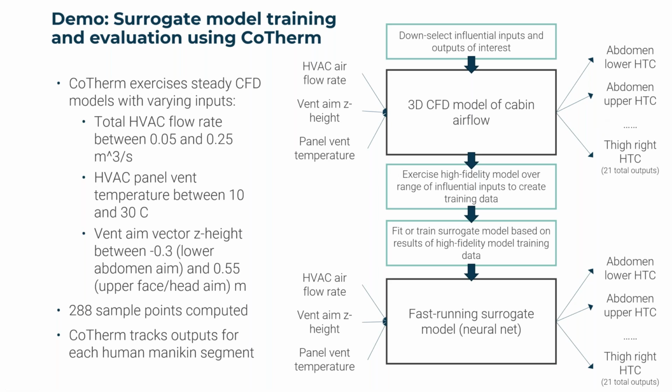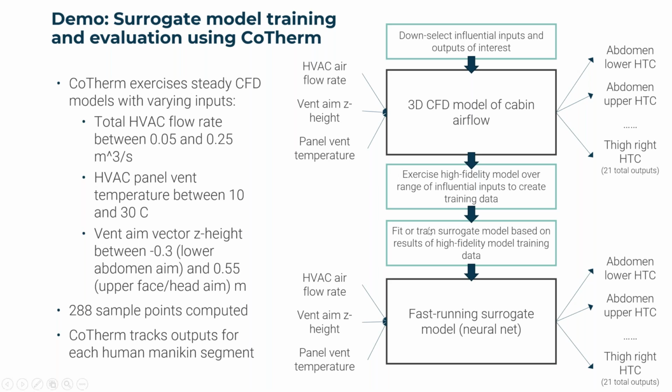We're going to choose to average the local heat transfer coefficients to segment level values. So we're going to get an average value for left lower arm and right foot and all the different body segments. Since that's the resolution our thermal comfort model is at, that coarsening will let us simplify the outputs a bit.